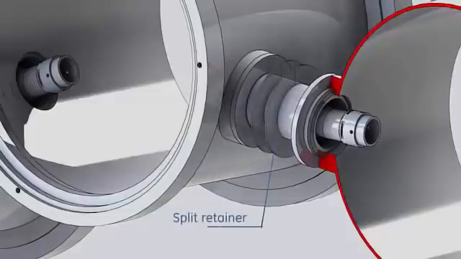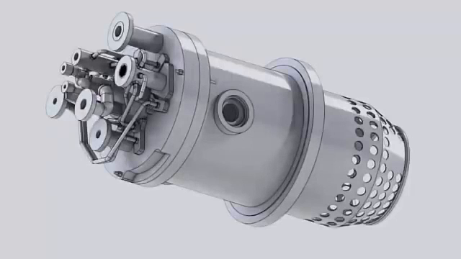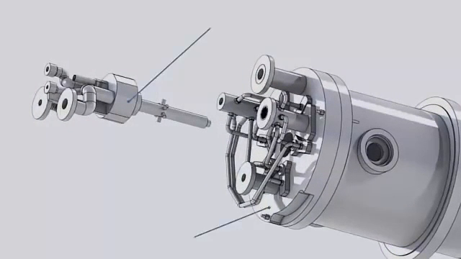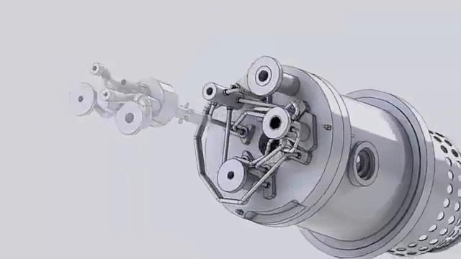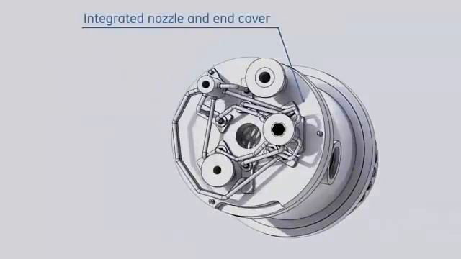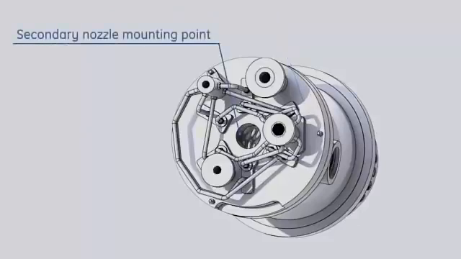Outer tubes are prevented from sliding by split retainers mounted on the flanges. As the DLN1 system features two combustion zones, fuel is injected to the combustion chambers through the primary and the secondary nozzles. The primary fuel nozzle is functionally integrated with the combustion chamber end cover and provides a flange in the center for secondary nozzle mounting.